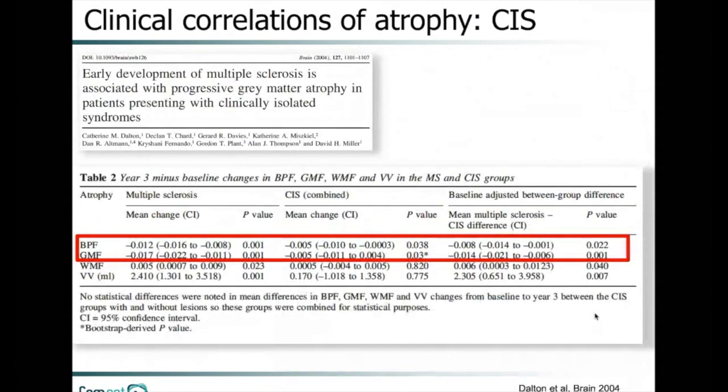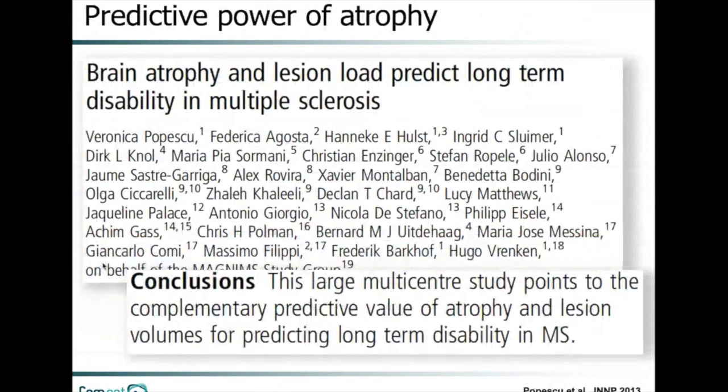And looking at the different compartments, this was done by Catherine Dalton, published in Brain. This is again the CIS Queen Square cohort. The compartment which was more rewarding in terms of clinical correlation was gray matter as compared to white matter. So the picture is very similar. So brain volume loss is associated with clinical endpoints and particularly gray matter.